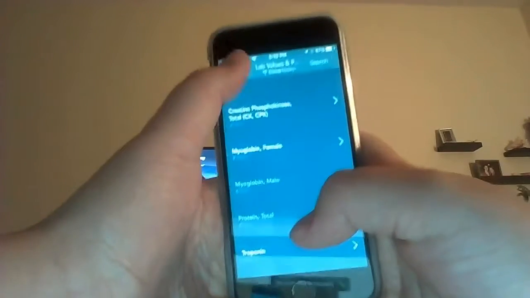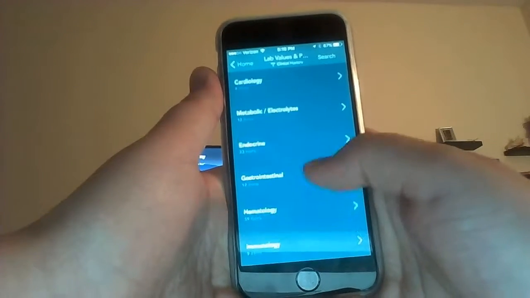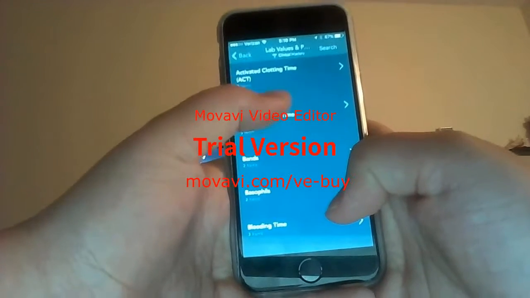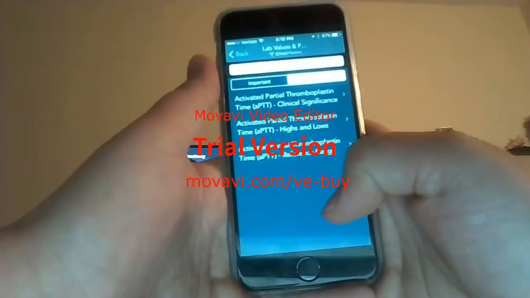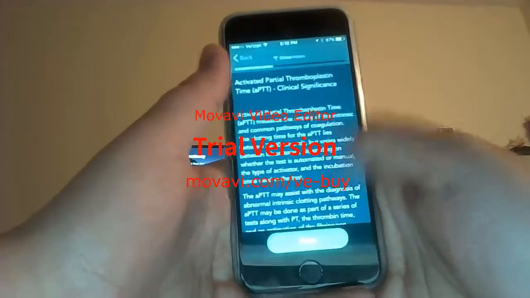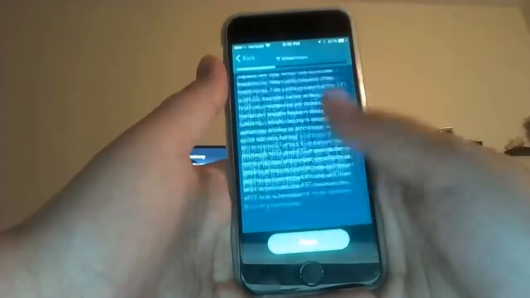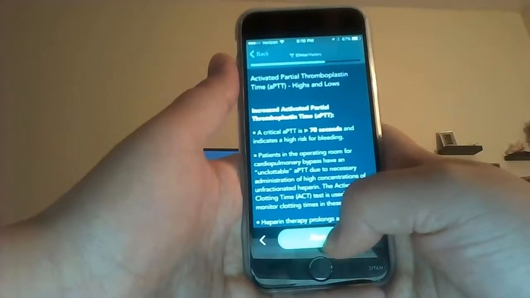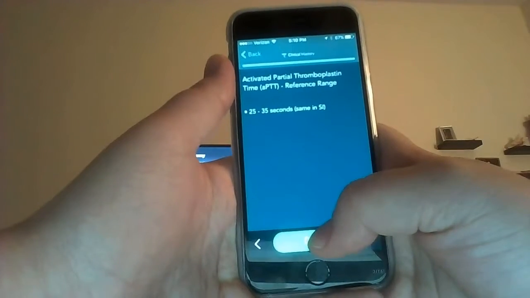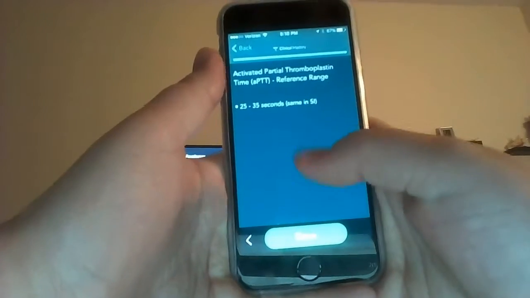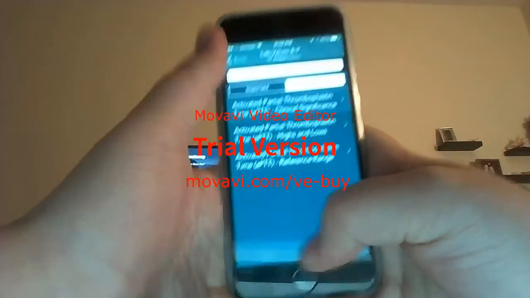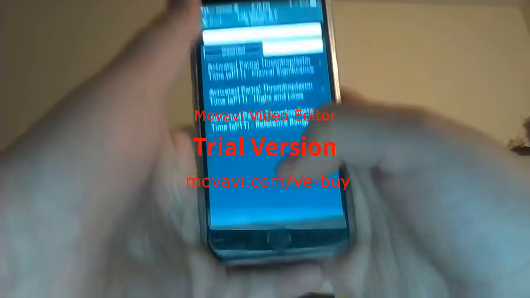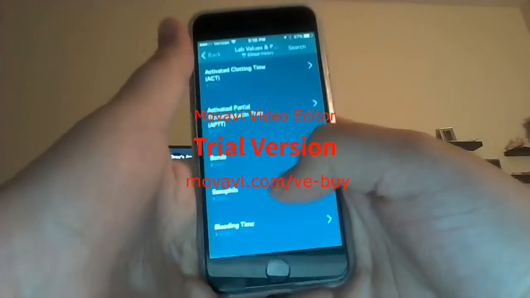And then we can go under hematology, for example, and this is the APTT when people are on heparin. Gives you the clinical significance. It says the critical APTT is more than 70 seconds, which is determined by blood work. And then the reference range, a good range is 25 to 35 seconds. So there, if you go through all of those, it gives you the correct lab values and what they mean.